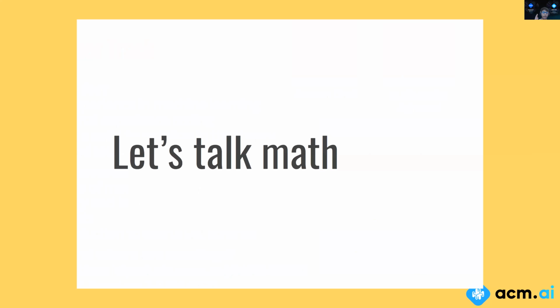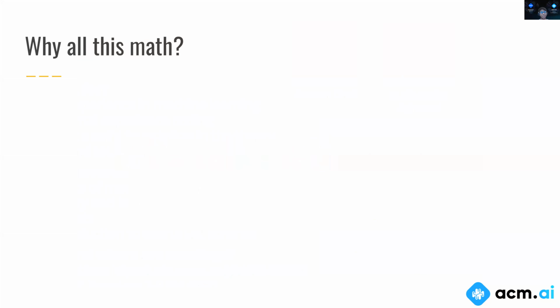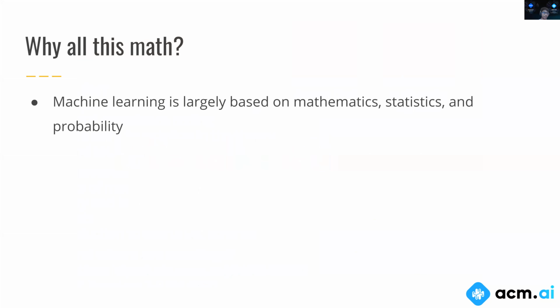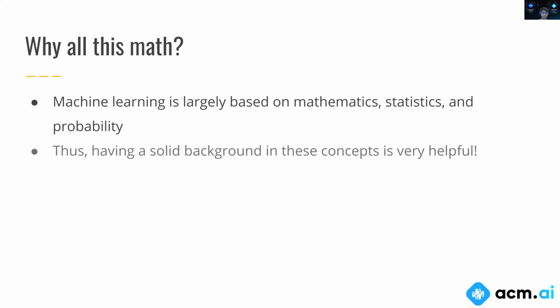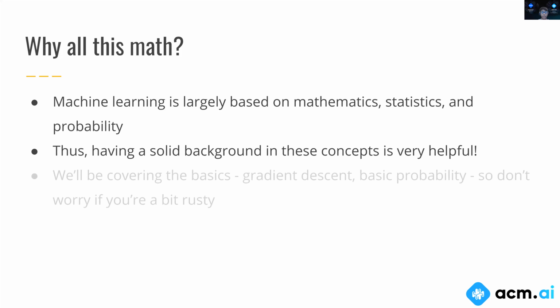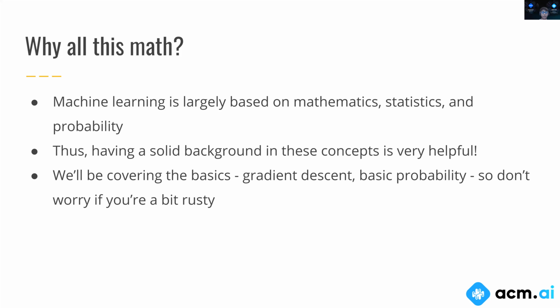So let's get started. And to get started, we're going to talk about some math. Now, the natural question is, well, why math? Machine learning is fundamentally a mathematical concept. There's a lot of statistics and probability involved, so having a background on these concepts is really helpful. Today, we're going to be talking about an algorithm called gradient descent, and that involves a little bit of calculus. But it's an extremely powerful yet simple algorithm that is used in pretty much every application you can think of.